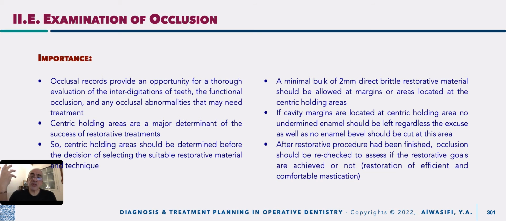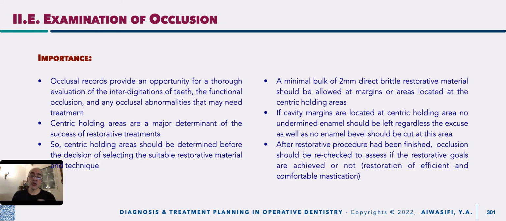Also, in other restorative materials or techniques that require beveling of enamel, at centric holding areas there shouldn't be any undermined enamel or any beveled enamel, regardless of the concept of your preparation. That's why in many bonded restorations, the concept nowadays is that not all undermined enamel should be removed, except that located at a centric holding area, okay? No excuse to leave any undermined enamel there; it should be removed. Also, no excuse to cut a bevel, because if you are going to restore the tooth with a brittle direct material, it will not withstand the force applied because of the thinness of the material over the bevel.